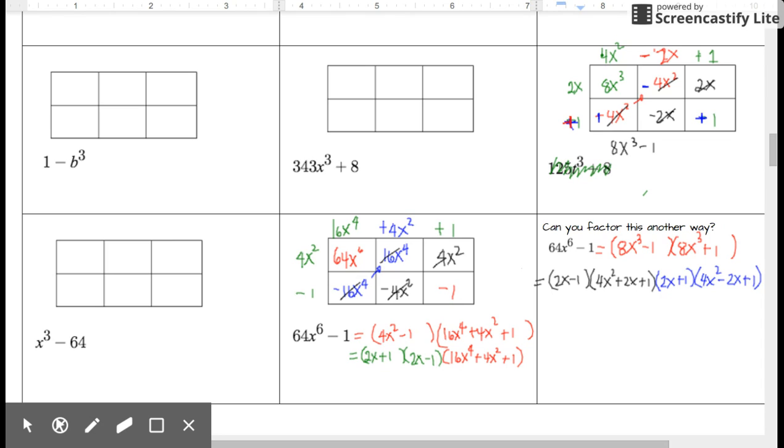These are the factors of 64x to the 6th minus 1. Now, notice that we have 4 factors. 1, 2, 3, 4. 2 of them are linear and the other 2 are quadratic factors. And if we want to know if we got this right, we just need to multiply all of these together to find out if the product is going to turn out to be 64x to the 6th minus 1. And you can try that on your own.